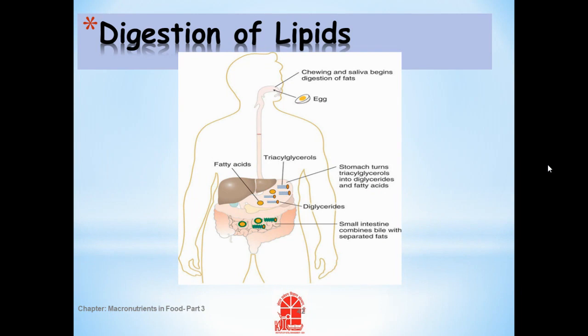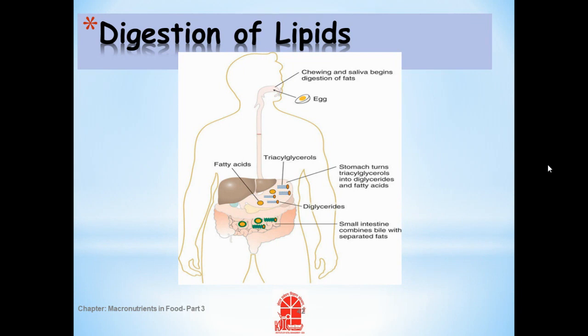Now let me talk about the digestion of lipids. In the stomach, fat is separated from other food substances. In the small intestine, bile emulsifies fats while enzymes digest them. The intestinal cells absorb the fats. Long-chain fatty acids form a large lipoprotein structure called the chylomicron that transports fats through the lymphatic system. Chylomicrons are formed in the intestinal cells and carry the lipids from the digestive tract into circulation.